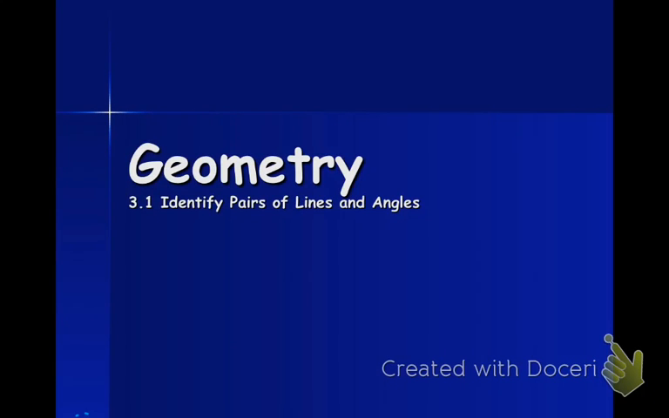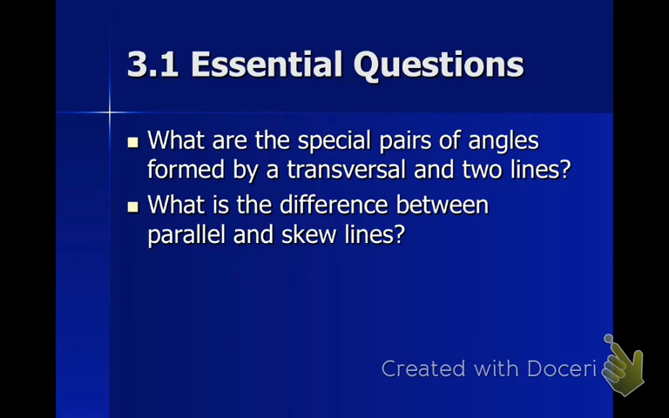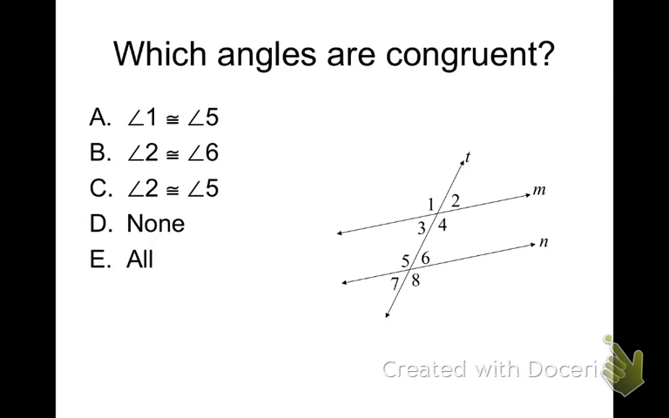This video is going to be one example having to do with identifying pairs of lines and angles. And that example is going to answer the essential questions: what are the special pairs of angles formed by a transversal and two lines, and what's the difference between parallel and skew lines? So here's the example. Which angles are congruent?